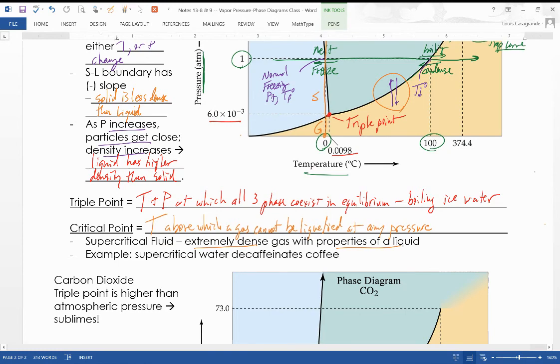So we're going to decaffeinate coffee with supercritical water. Old methods of decaffeinating coffee would use harsh chemicals to dissolve the caffeine. Now we can use supercritical water, and when you bring it back down to normal conditions, the water just goes away, and you're left with the clean coffee beans.